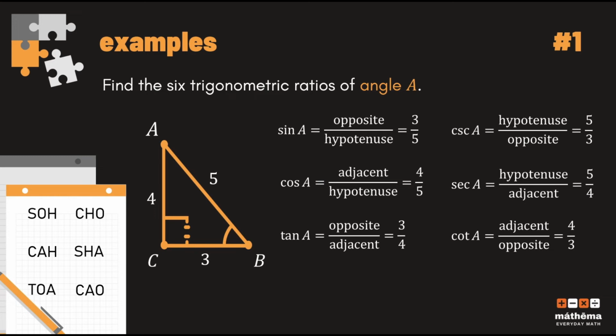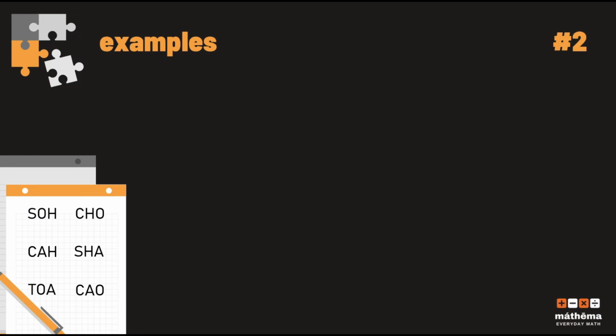Cotangent of A, adjacent over opposite. Adjacent is 4. Opposite is 3. So we will write 4 over 3. Let's have example 2. If you want to try this problem, you can simply pause this video and proceed after you're done answering. Find the 6 trigonometric ratios of angle B.